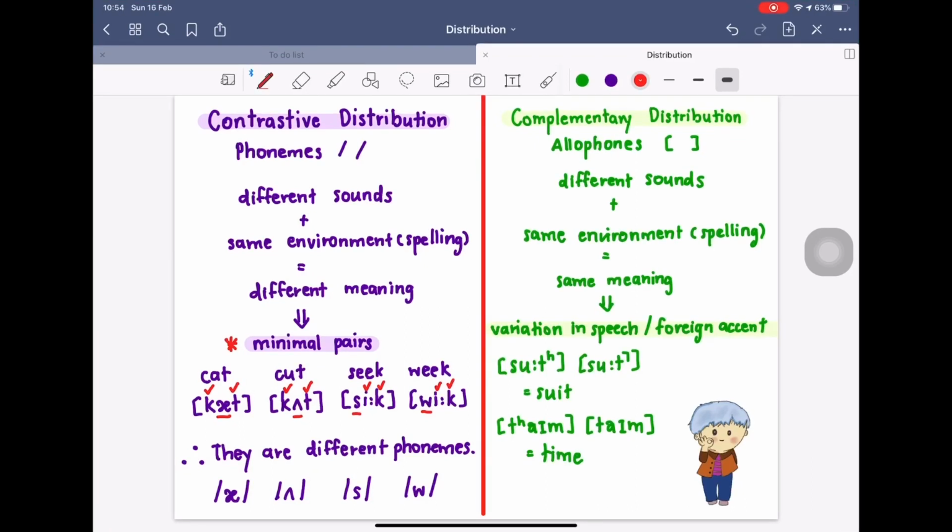Another distribution is complementary distribution. So here it's about the allophones. Can you still remember the allophones? Allophones are written in square brackets, and that is the actual way of pronunciation.